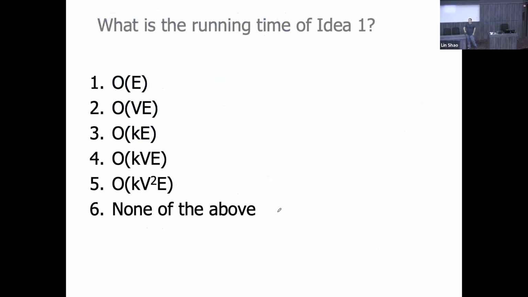But before we continue, maybe we can have a basic evaluation of the running time of this idea one. What will the running time be? There are several different options: O(E), O(VE), or O(KE). Maybe you can type your answers and let's see what your answers to these questions are.